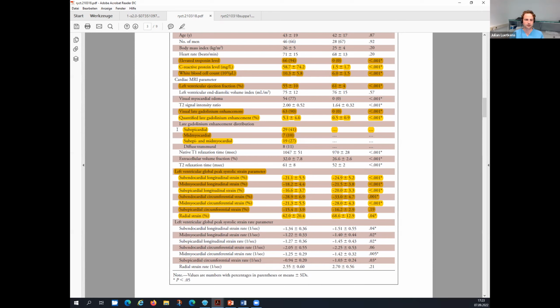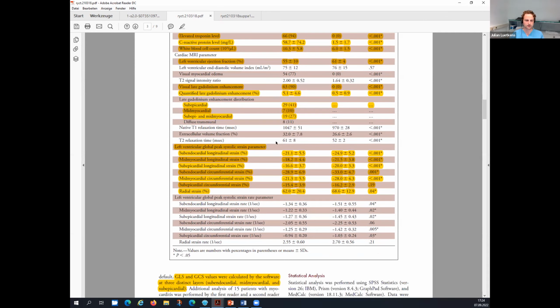late gadolinium enhancement. And if we look at the location, we found that most lesions were at the subepicardium and the mid-myocardium, and we only observed diffuse transmural enhancement in 8 patients. And we didn't observe any sole subendocardial enhancement in these patients.